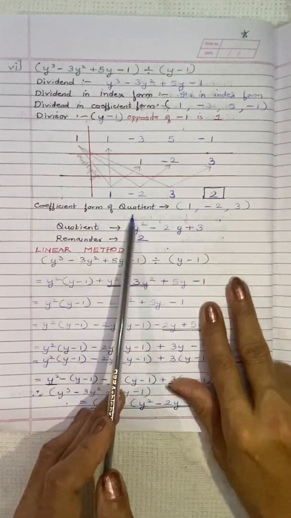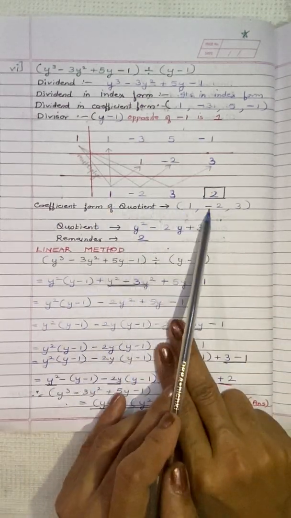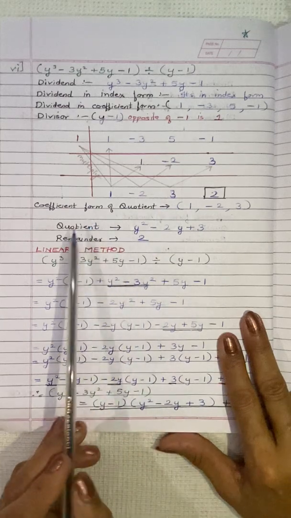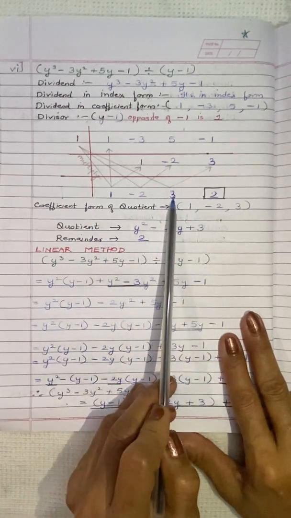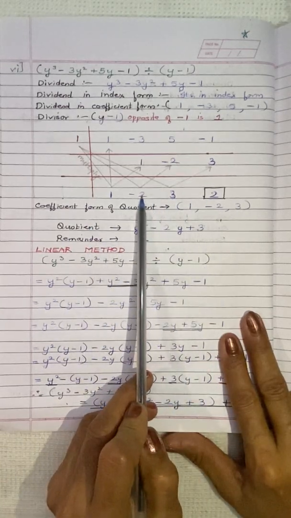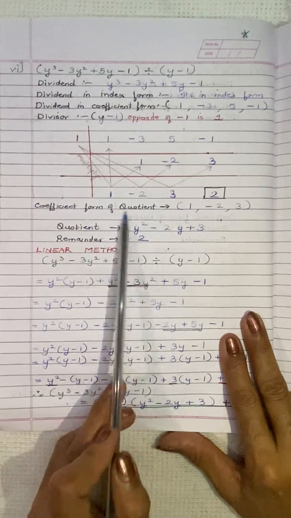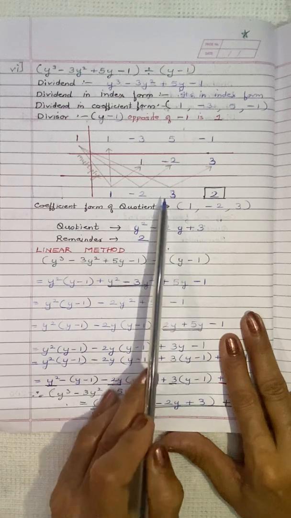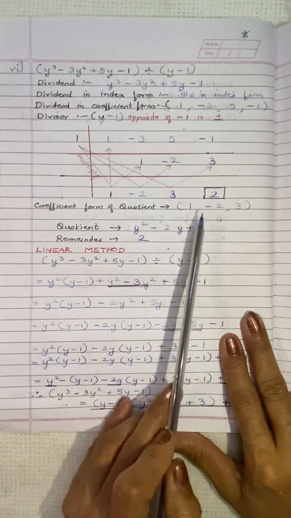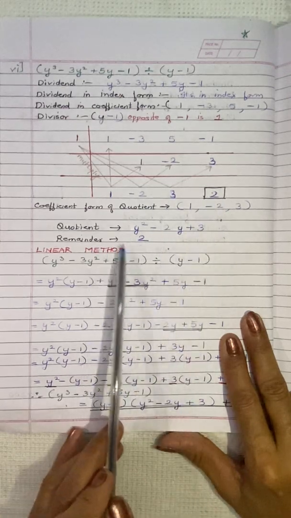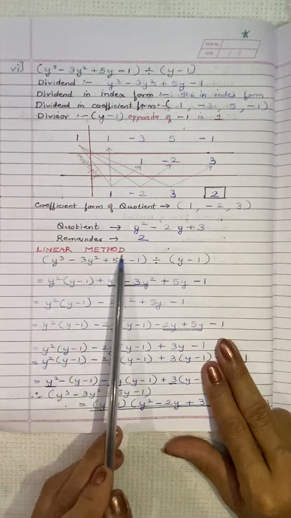Now coefficient form of quotient will be 1, negative 2 and 3. Now this 3 is constant, this will be y and this will be y square. So y square minus 2y plus 3 and this is the remainder 2. Now let's solve the same sum by linear method.